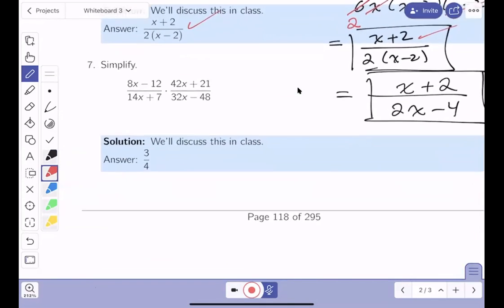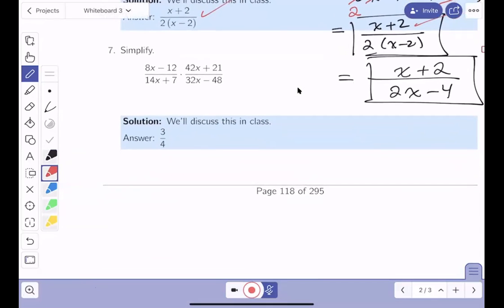Number 7 is a multiplication problem. And I want to point out, I don't do it, but some teachers try to trick the students. I don't really think they're tricking them, but they won't say simplify. Instead, they'll say multiply.